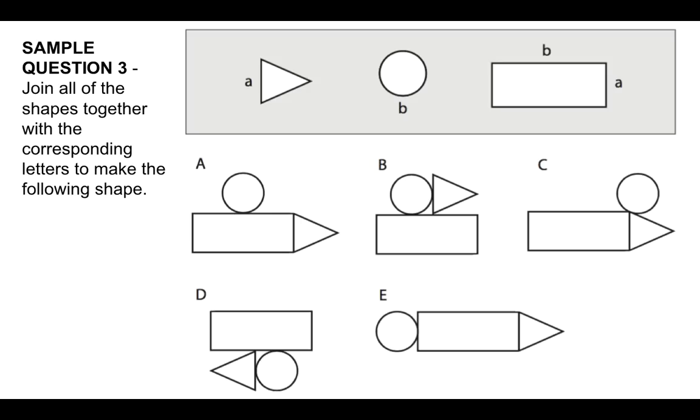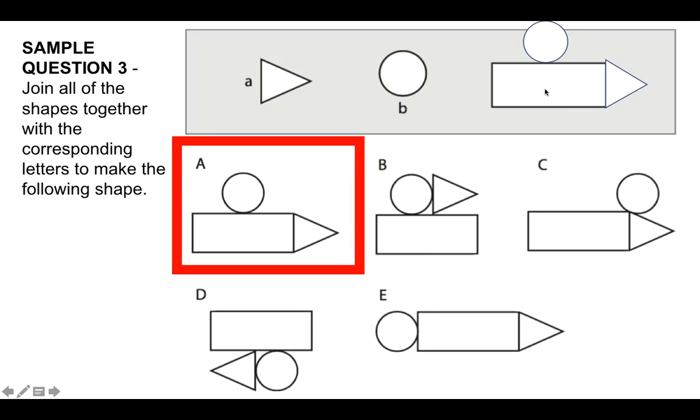Sample question 3. This is a different kind of non-verbal reasoning test. Join all of the shapes together across the top in the grey shaded box with the corresponding letters to make any of the following shapes. We've got A, B, C, D or E. So if you just look at top here, what I'm going to do is I'm going to drag that triangle across and fit it on there like so, and I'm going to take the circle and position it with the corresponding letter. So I'm looking for a shape that looks like that, and I've got one there which is A, so that's the correct answer.